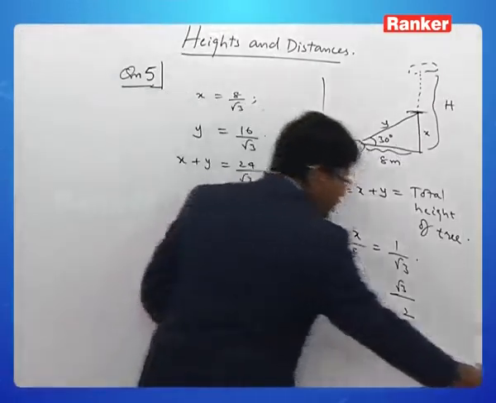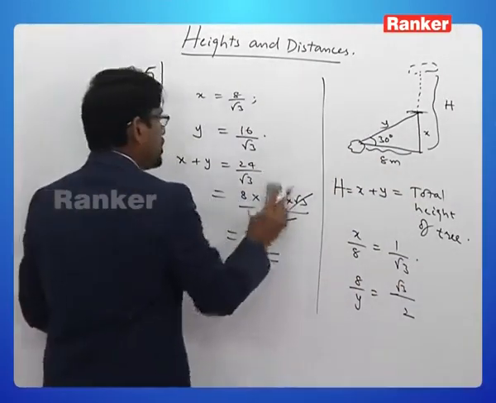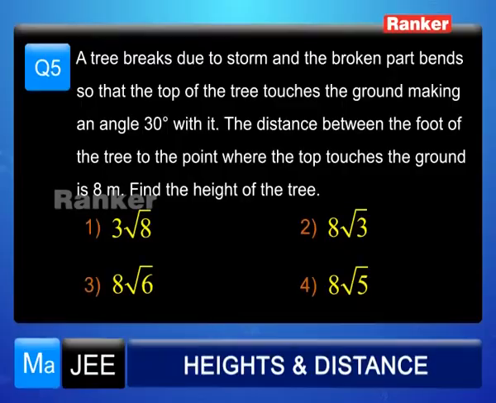So we have here 8 root 3. So clearly option 2 is the right answer. This is our height of the tree. So option 2 is the right answer.